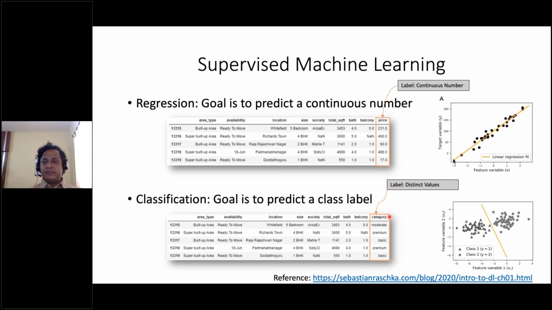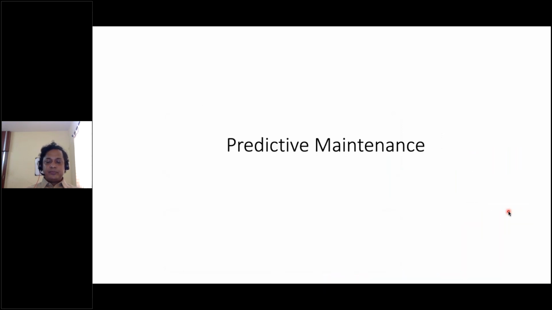Regression is about continuous numbers. As you can see here, these dots are probably continuous numbers, the prices of the houses, and these are the categories. This is one bucket, one type of houses, probably the basic, and this is probably the moderate. Okay, we need to remember this. With this, we are done with the first part of our session. We have gathered an idea about the basics of machine learning. And with that, we'll move into the second portion, which is about predictive maintenance.